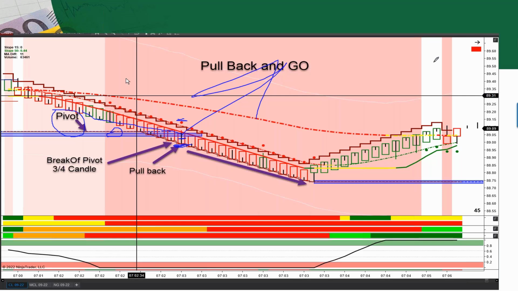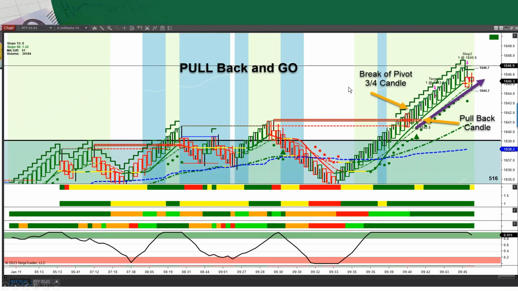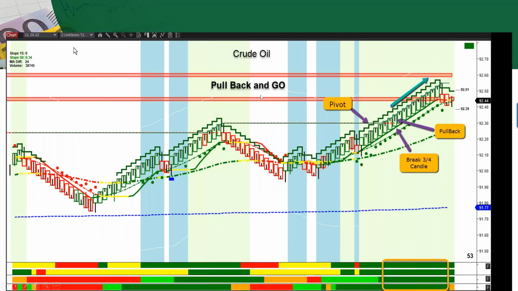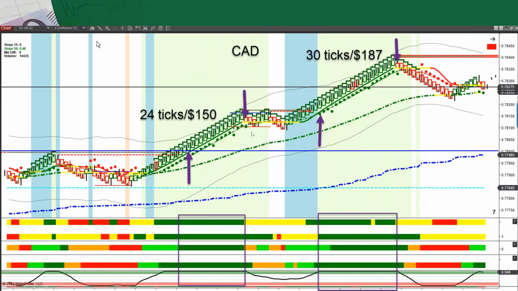And I'll show you some. Let me erase the drawings and grab my drawing. Okay. So here's one. It broke the pivot by 3/4 of a candle, placed my order on this candle to buy an up close, got my first profit target and my second profit target. Here is another one on crude oil, broke the pivot, got the pullback candle, and it paid us. Here's two of them on the Canadian dollar.